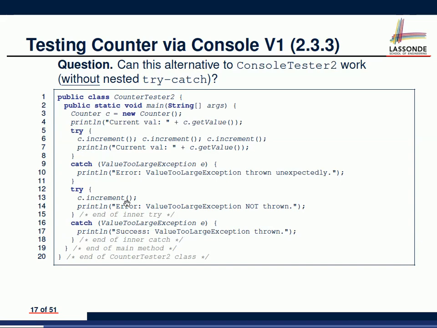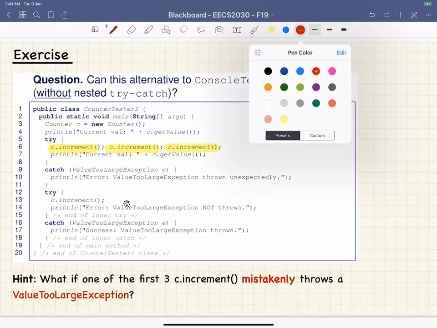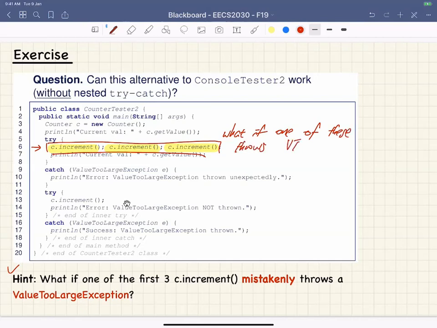However, the current setup goes like this. Let me see if I do have that on my iPad. I do have it. Okay, let me sketch the idea for you. The hint is exactly what you just mentioned. So now let's say, what if one of these throws value too large exception unexpectedly? In that case, we're going to disrupt the flow and go to the corresponding catch block and print out the error. So far, so good.